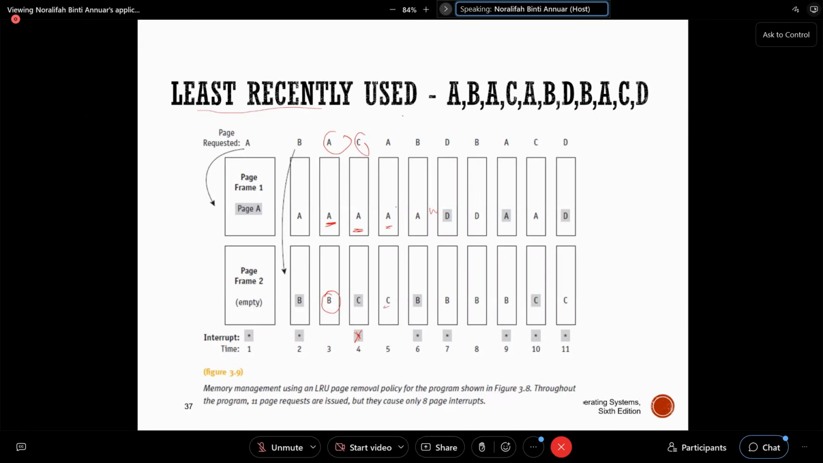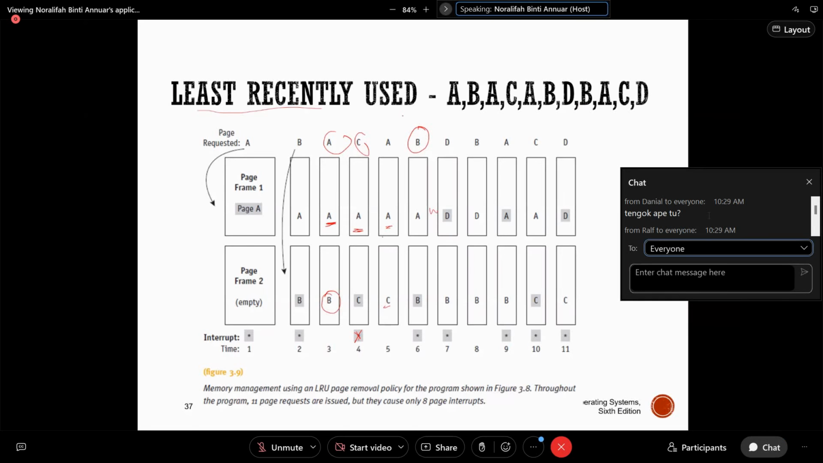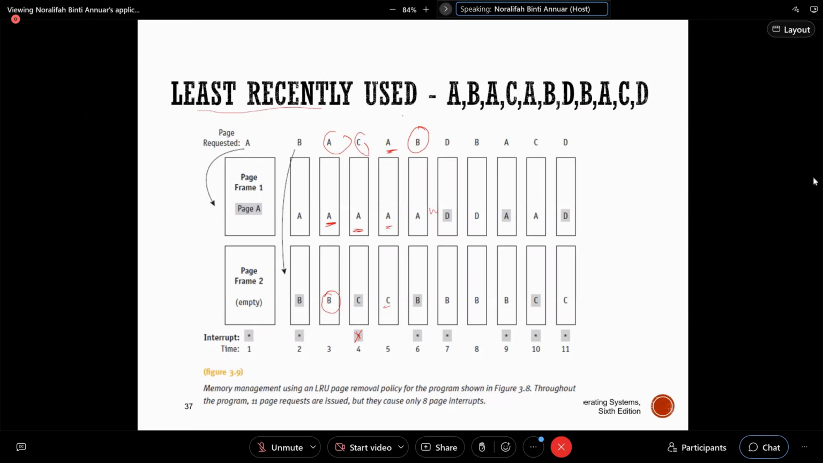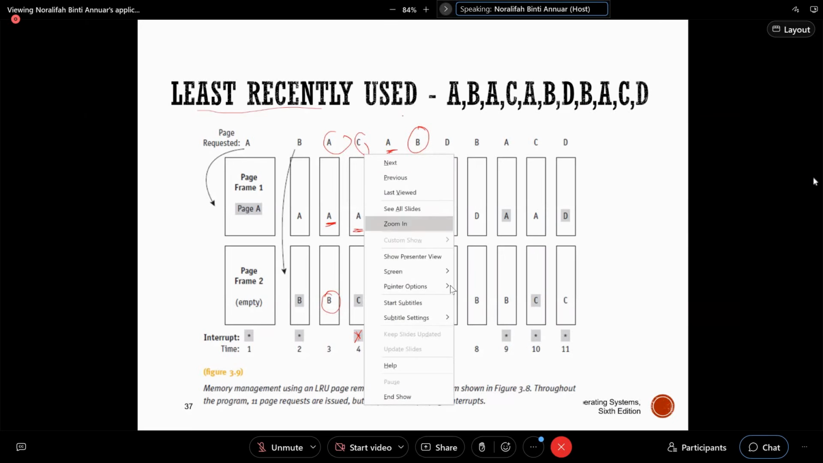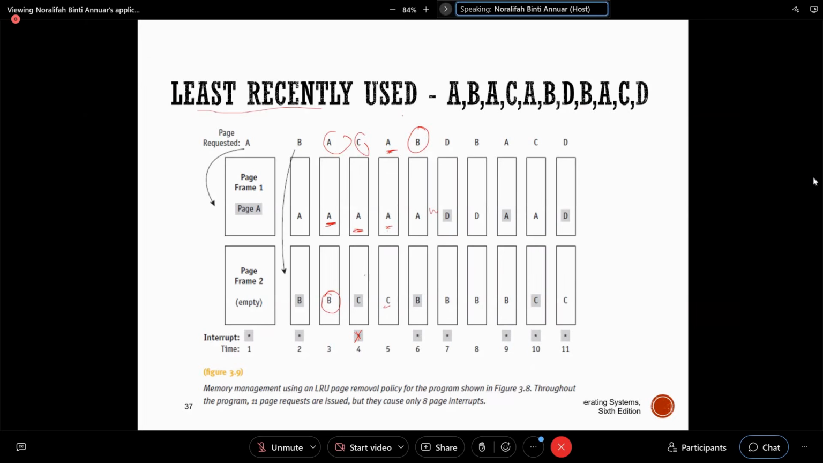Right? The next, request B. So B, you need to swap in B into memory. So you can compare A or C need to be swapped out. You just recently use A. A baru je dipanggil. Okay. So you swap out C, even though A is the longest kan, inside the memory. Keluarkan C to make room for B.